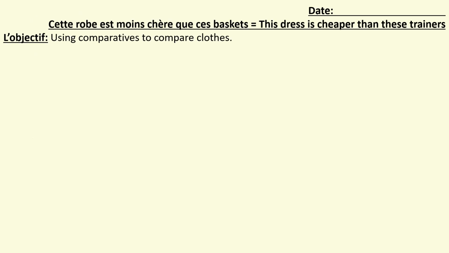As always, I want you to copy the date in French, copier la date, et copier le titre. Cette robe est moins chère que ces baskets. This dress is cheaper than these trainers. I want that in French and in English, please. And neatly underline your date and your title. Then write down your objective, l'objectif, using comparatives to compare clothes. Pause to do that now and press play when you're ready for your do now activity.